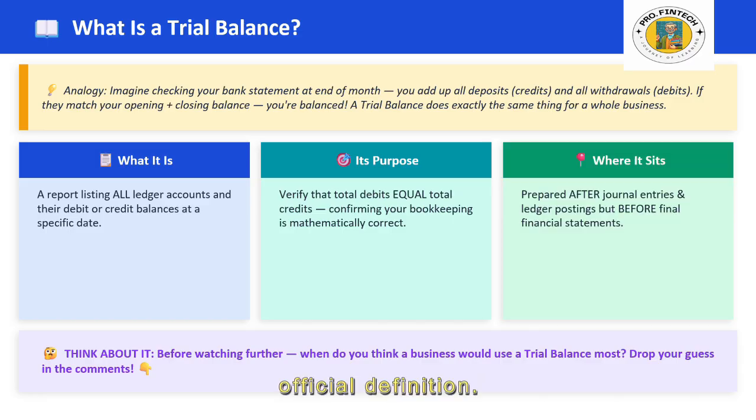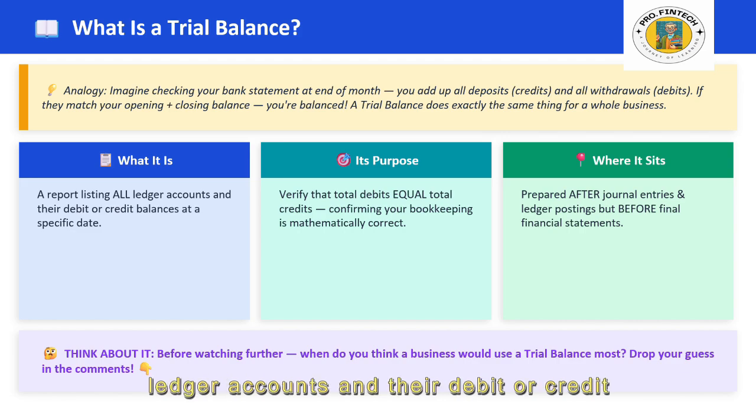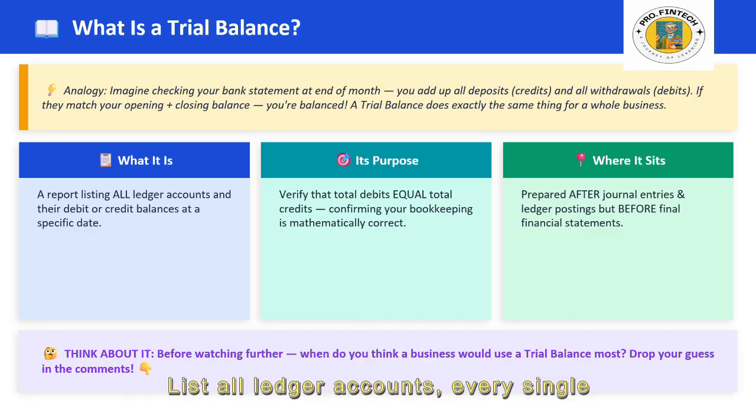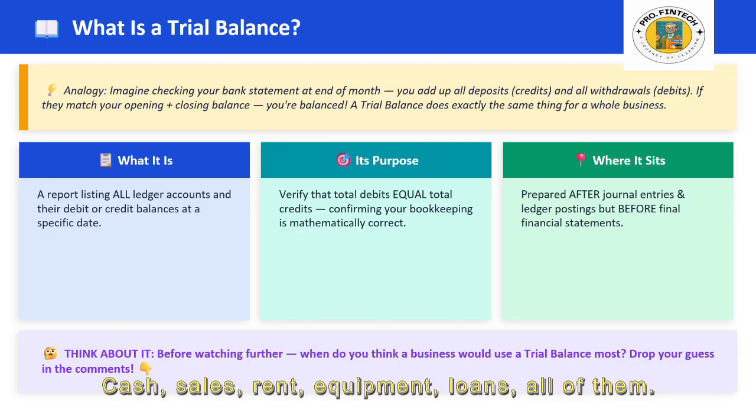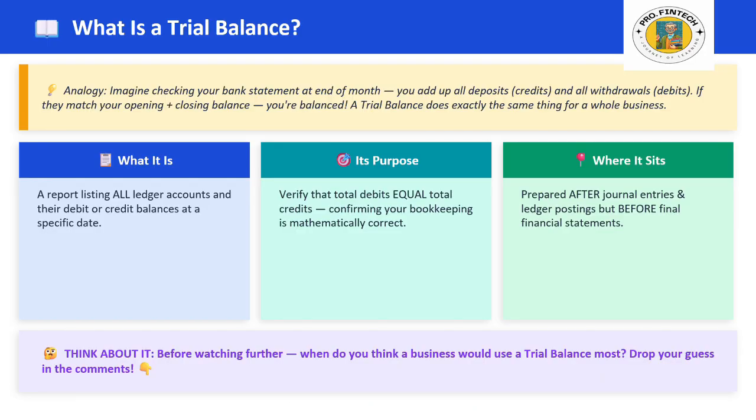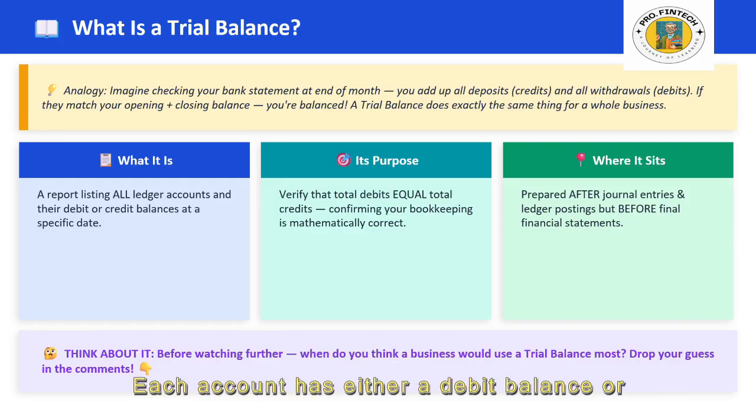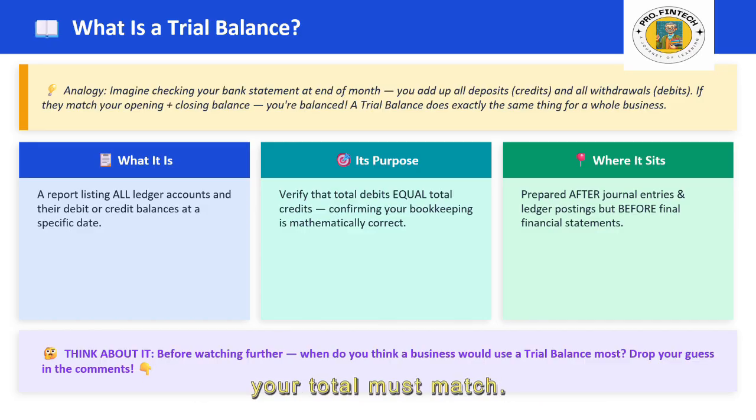Here's the official definition. A trial balance is a report that lists all ledger accounts and their debit or credit balances at a specific date to verify that total debits equal total credits. Let's unpack that. List all ledger accounts: every single account, cash, sales, rent, equipment, loans, all of them. Debit or credit balances: each account has either a debit balance or a credit balance, depending on its type. Verify total debits equal total credits. This is the key. In double entry accounting, every single transaction affects two accounts equally. So if you have done everything correctly, your totals must match.